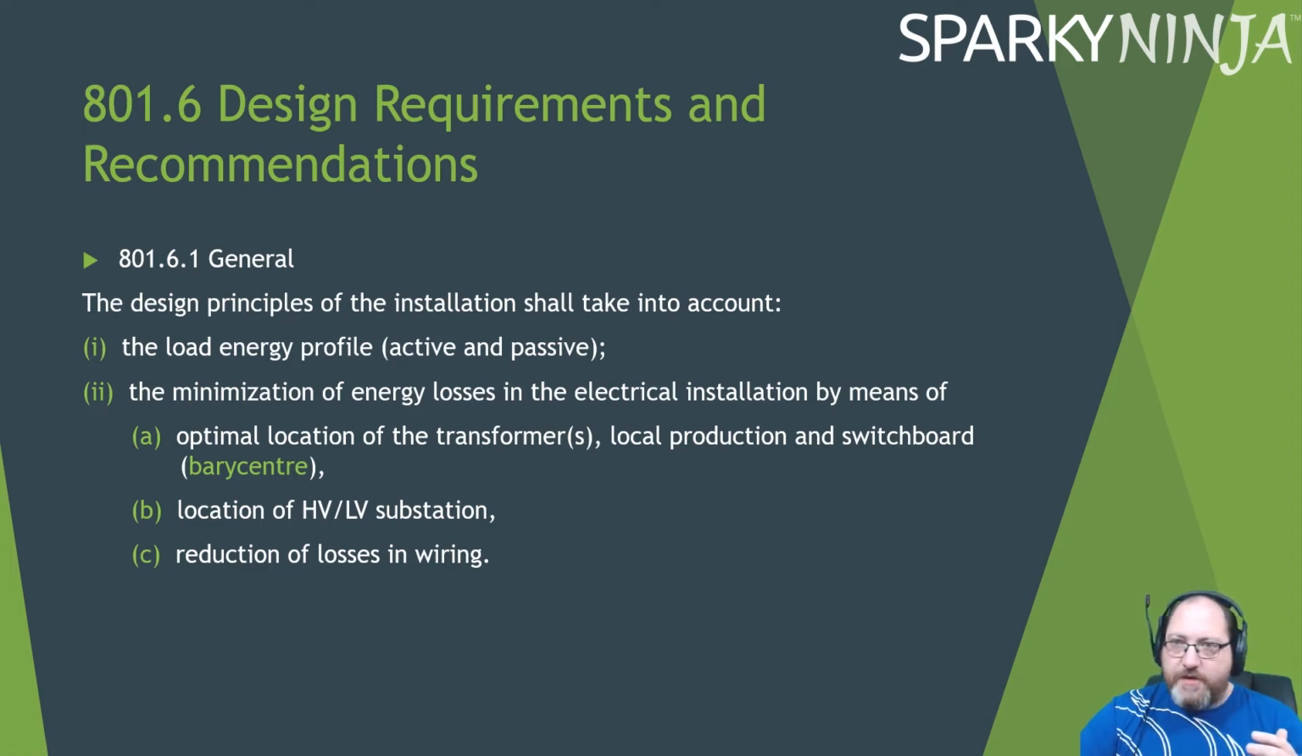Design requirements and recommendations 801.6. Design principle of the installation shall take into account the load energy profile, active and passive, the minimization of energy losses in the system by means of optimal location of the transformer, local production and switchboard or barycenter. So the HV to LV transformer, the supply needs to come in to as close a practical location, and then the sub distribution needs to be as short as it can be. A location of the substation and reduction of losses in wiring. Losses in wiring are losses of energy. Now, we've often considered them as losses that have just been financially lost, but now to think of them as energy losses and try to avoid these losses.